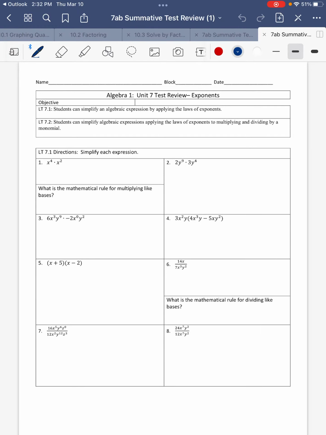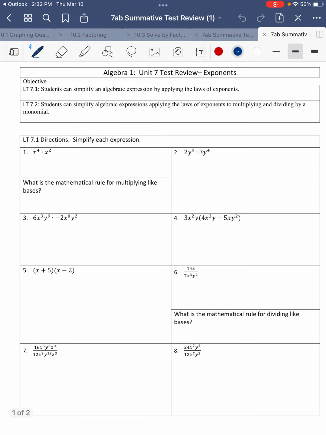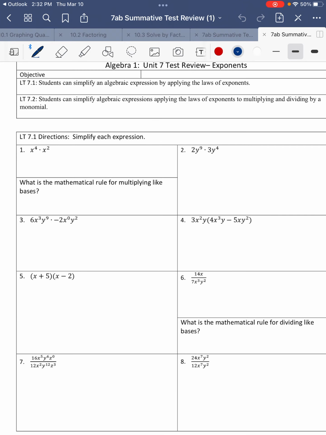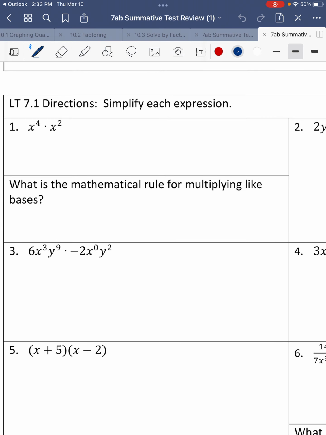Welcome to the Unit 7 test review on exponents. So page 1 here is going to be 7.1, where we're going to be simplifying algebraic expressions by applying the laws of exponents. So let's figure out these laws.